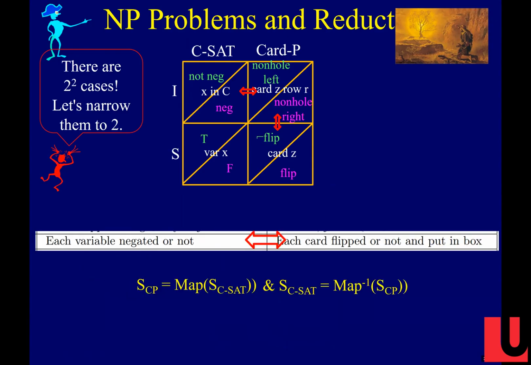And what about our solutions? Remember, we had a mapping between the solutions. The card people gave us a solution. We mapped it over to a solution for the clause thing. And what was the mapping? Well, if the variable is negated, then we flipped it. And if it wasn't negated, right, if the variable was true, then we don't flip. And if it's false, we flip. Right? Does that make sense?